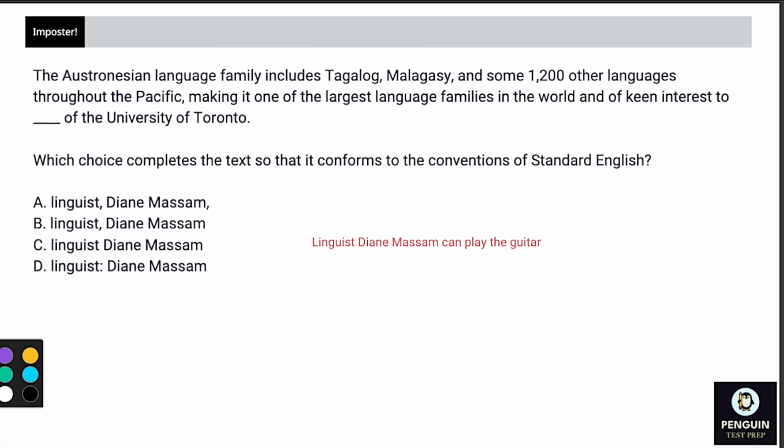Why not? Is this not an appositive right here? It's not. In fact, if we got rid of Diane Mason, it would say linguist can play the guitar. And we'd be wondering which linguist, because clearly there's got to be more than one linguist in the world. So basically, if we try removing the information and we're asking ourselves which one, it is an appositive imposter, in which case we want no punctuation. So choice C is our answer here.